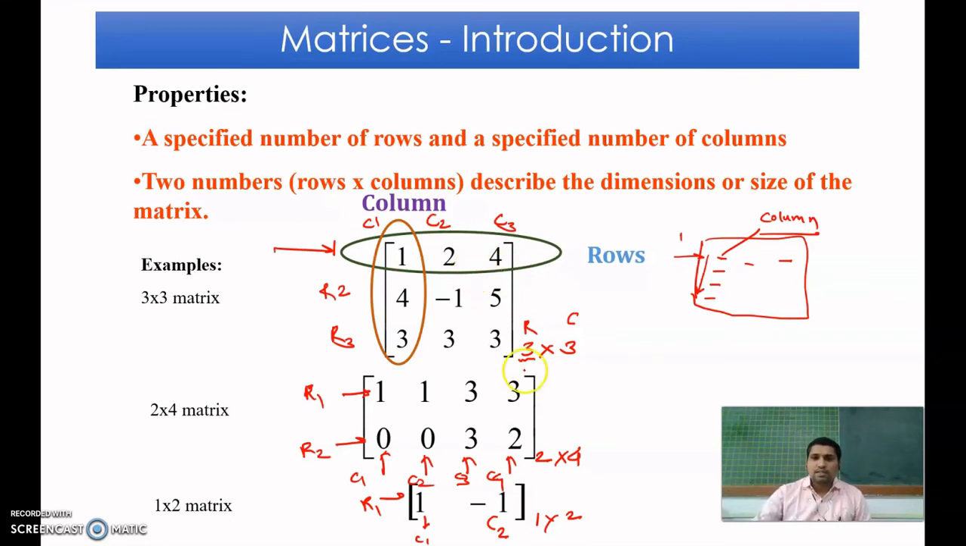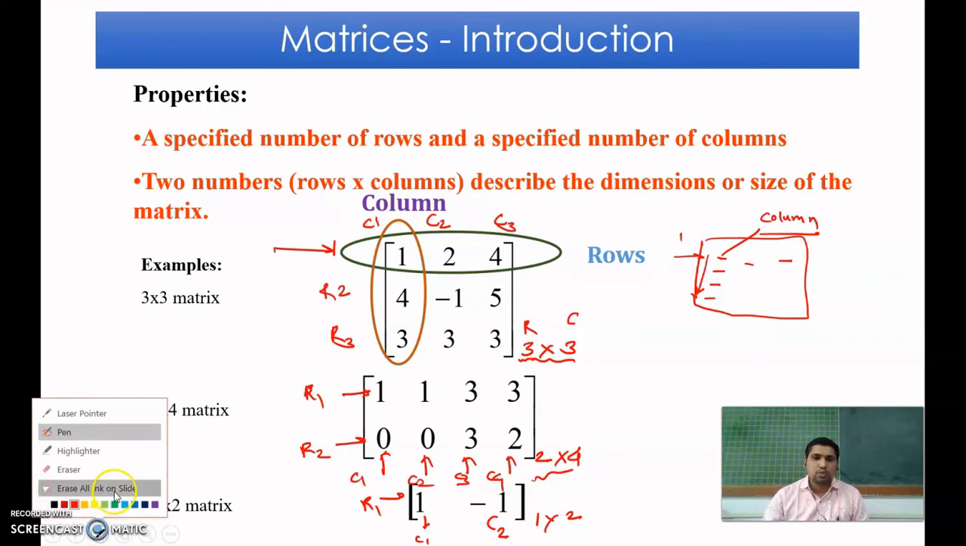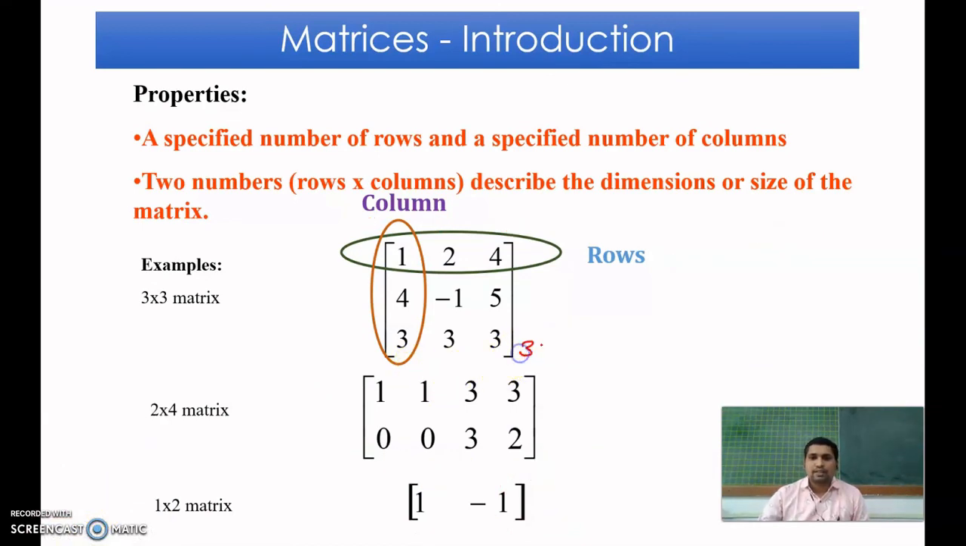From this 3 by 3, 3 by 4, we can calculate the number of elements of the matrix. I will show you. When this matrix is a 3 by 3, it has 3 rows and 3 columns, which means it has 9 elements. When we multiply 3 by 3, we get 9. And when you count the elements, you get the same answer: 1, 2, 3, 4, 5, 6, 7, 8, 9. So this matrix has 9 elements.